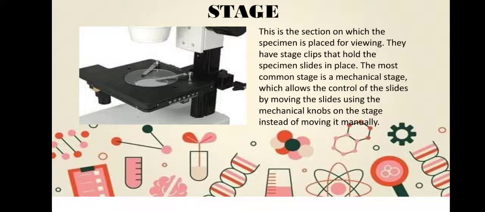The stage. This is the section on which the specimen is placed for viewing. It has stage clips that hold the specimen slides in place. The most common stage is a mechanical stage, which allows control of the slides by moving them using the mechanical knobs on the stage instead of moving them manually. The stage of a microscope is an aluminum or iron platform where the specimen, usually on a glass slide, is raised or lowered for observation under the microscope.